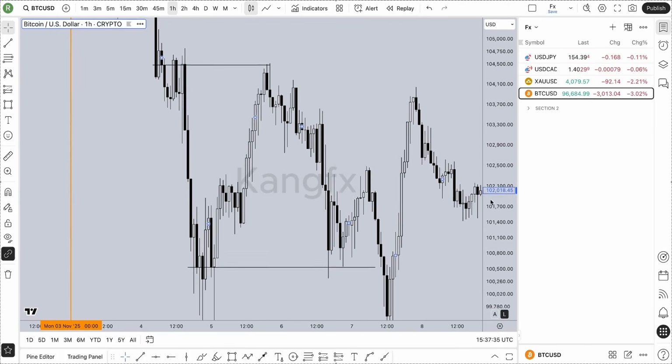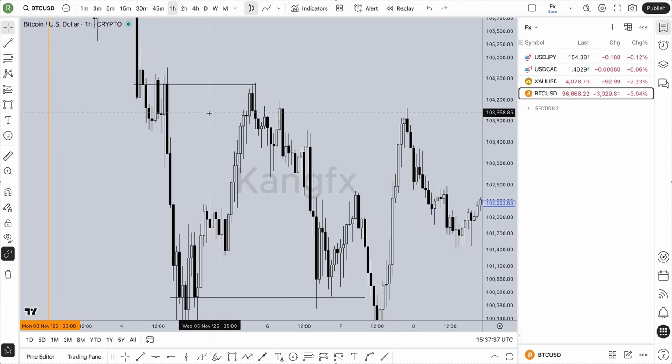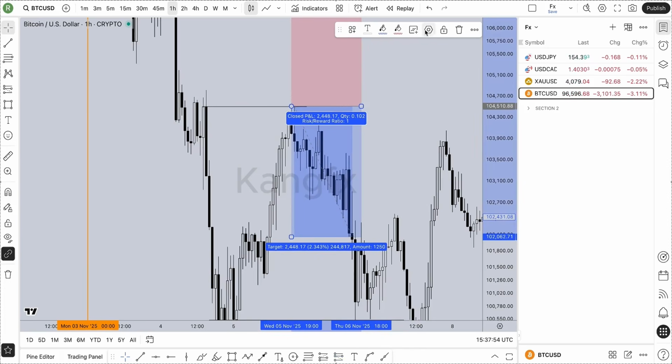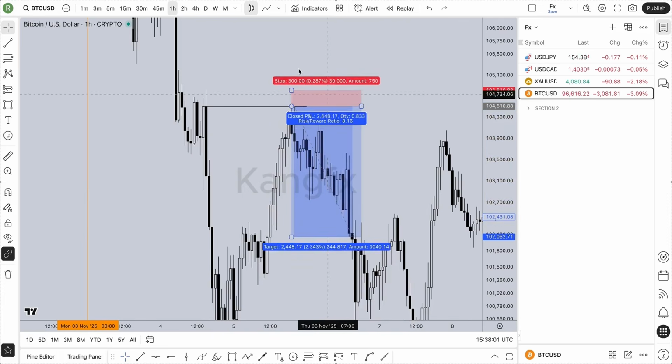See where we got the trade. I got the trade from this resistance here. That was a sniper entry. There was no drawdown after the market tapped us in on that very trade. 300 pips stop loss. That's what I use on BTC.